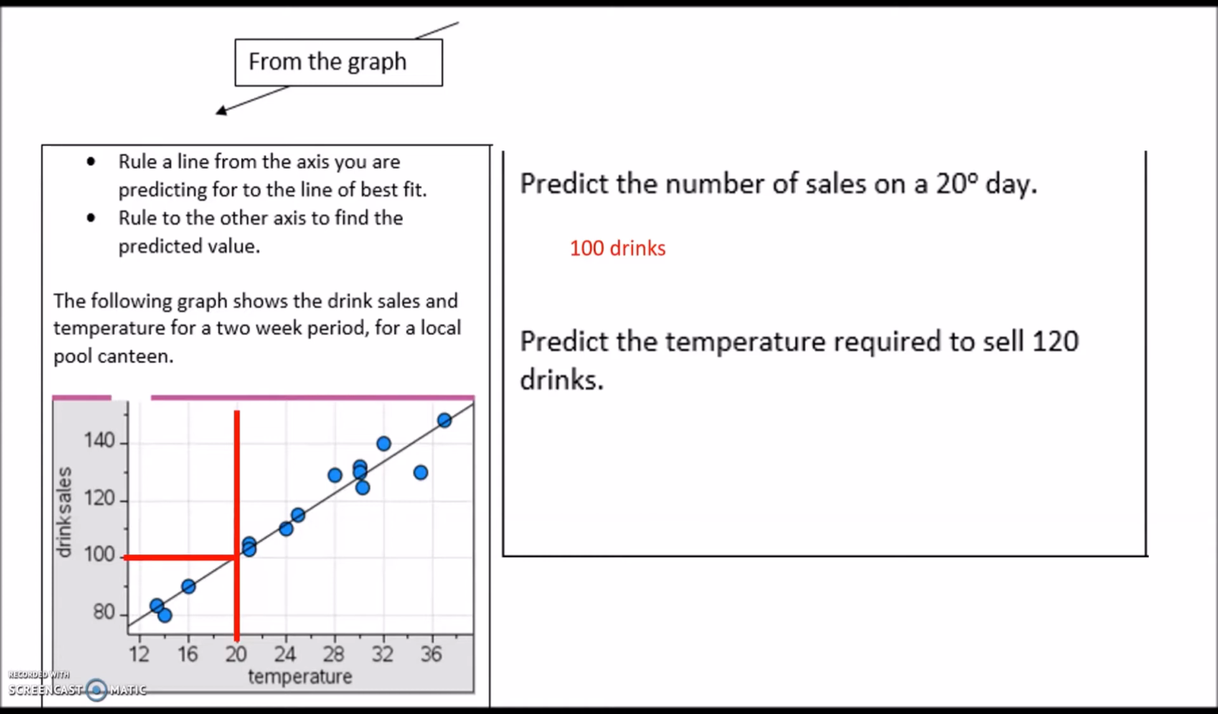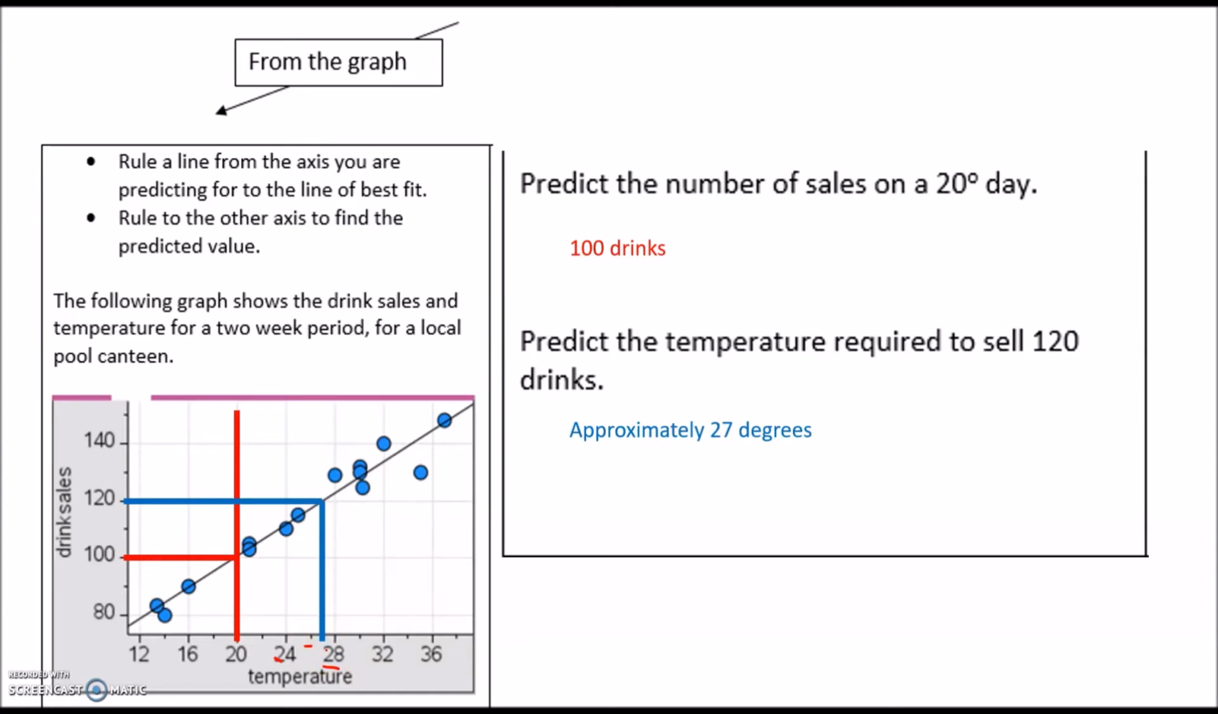Predict the temperature required to sell 120 drink sales. So we're trying to predict the temperature when drink sales is 120. So rule a line from drink sales as 120 and then rule down to the other axis. And you can see it fits somewhere there. Now I know that this point just here is 24, this point is 28, so this point has to be 26. So if that's halfway between 26 and 28, then it's going to be approximately 27 degrees.